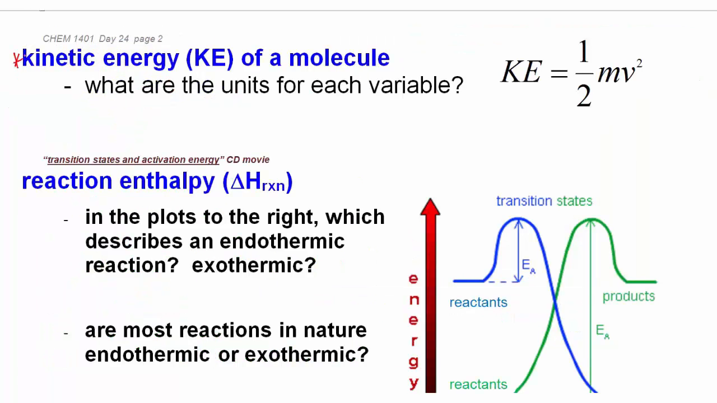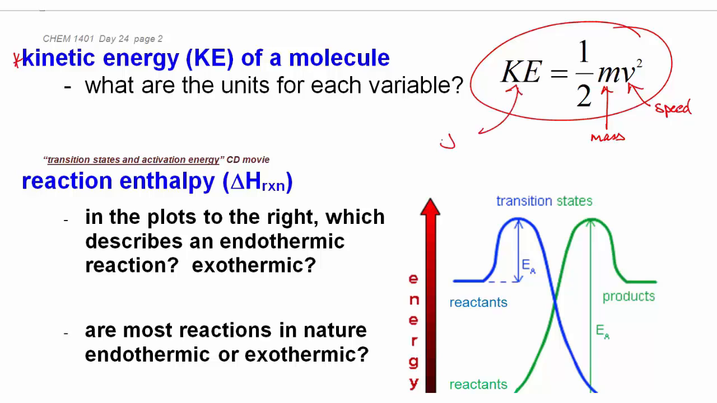Let's start our discussion by calculating the kinetic energy of one single molecule. The kinetic energy of anything is this equation: 1/2 the mass of the object times the object's speed, and the speed has to be squared. Now, if you want the units to work out, the metric unit for energy is joules, capital J. Mass needs to be in kilograms if you want joules, and speed needs to be in meters per second.